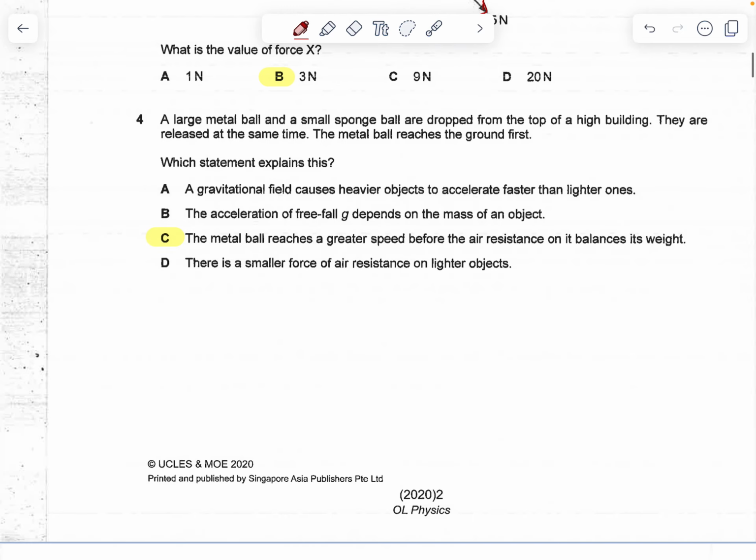Question 4. A large metal ball and a small sponge ball are dropped from the top of a building. They are released at the same time. The metal ball reaches the ground first. So, which statement explains this phenomenon? As we know, air resistance is present.